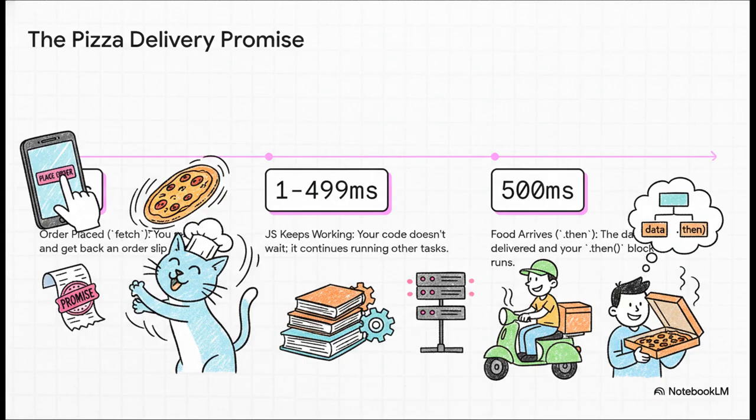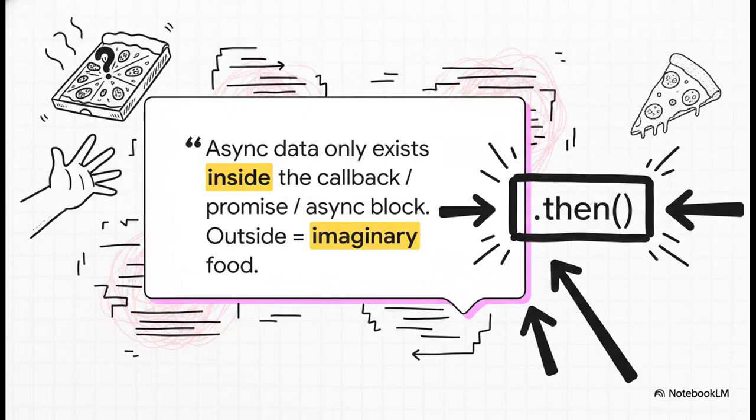Then, finally, the delivery driver arrives with your food. That's when the code that actually needs the pizza, the code inside your .then block, can finally run. So here's the bottom line, and you absolutely have to burn this into your brain. The data is only real after it's been delivered. It only exists inside that .then block. If you try to use that data anywhere outside of it, you're basically trying to eat a pizza that hasn't even arrived yet. It's imaginary food.